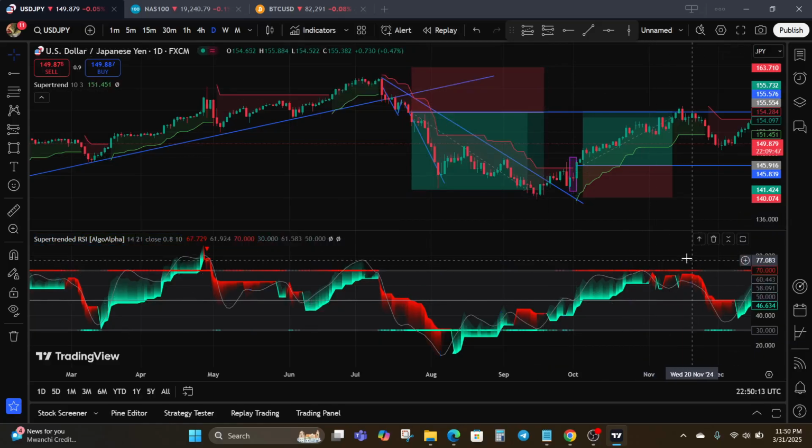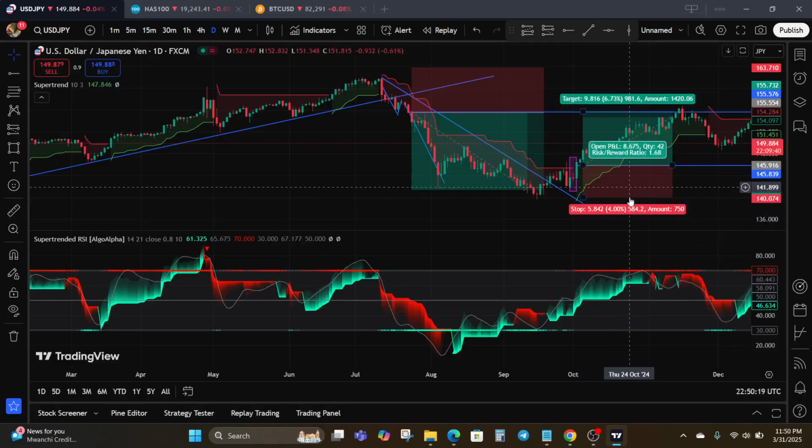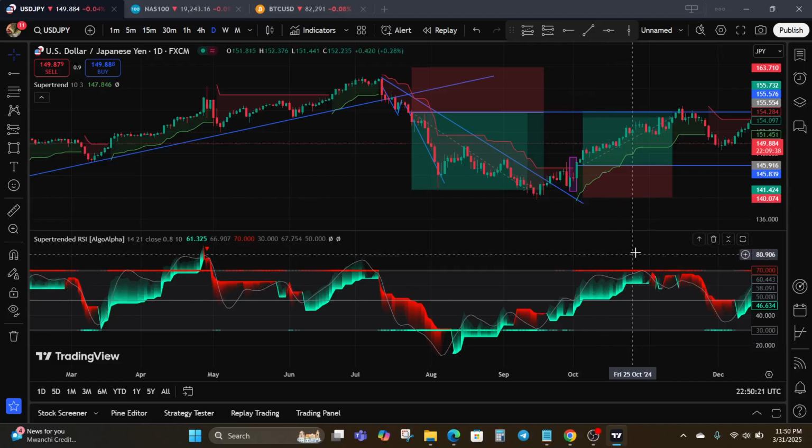You can decide to modify the levels of the overbought and oversold zones as well. Okay, if you want more distant zones, maybe 80 instead of 70 and maybe 20 instead of 30.